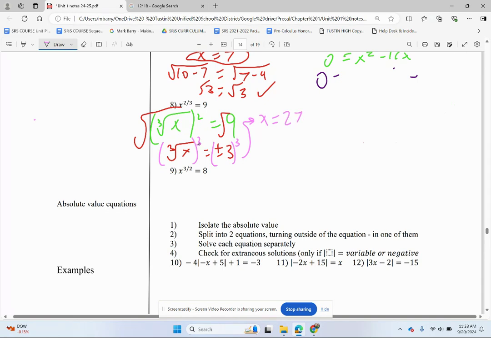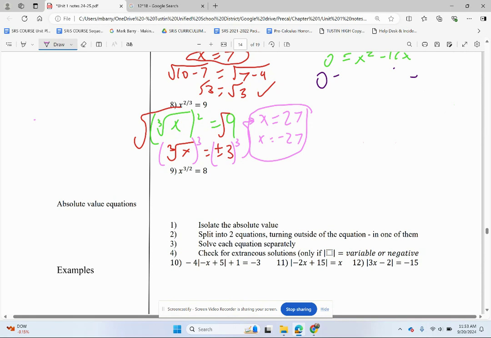Negative 3 to the third power is actually negative 27. Negative 3 times negative 3 would be positive, and then times negative 3 gives a negative, so I do get 2 answers there. I could have also written it as x equals plus or minus 27. That would have worked as well.